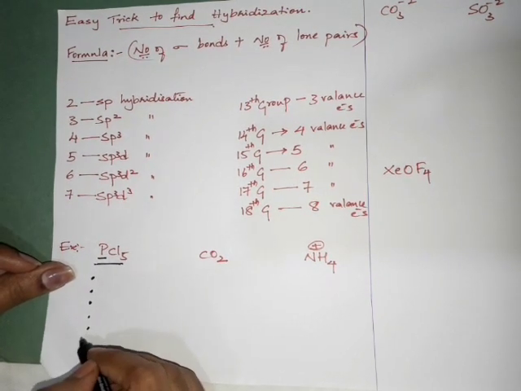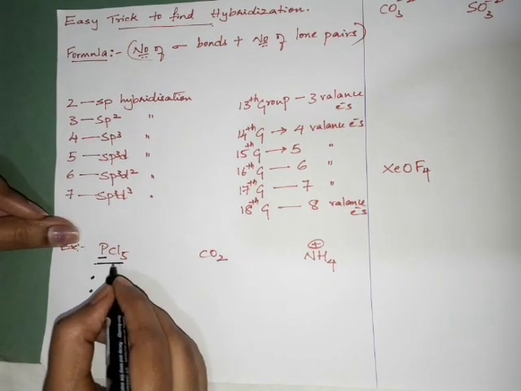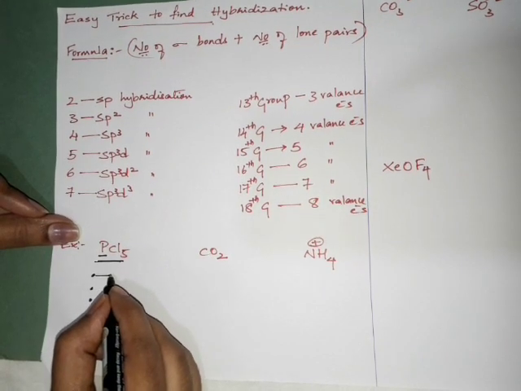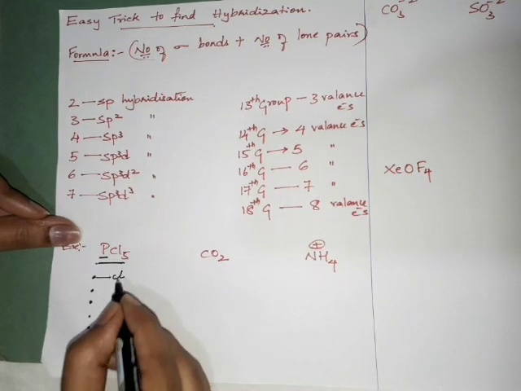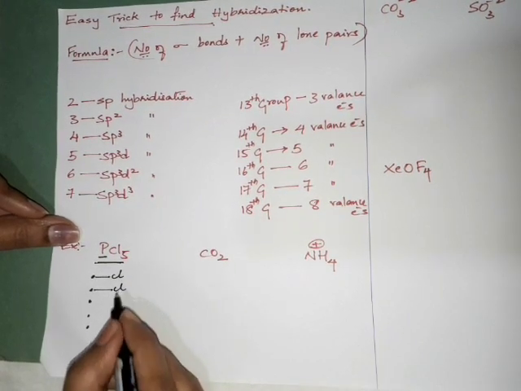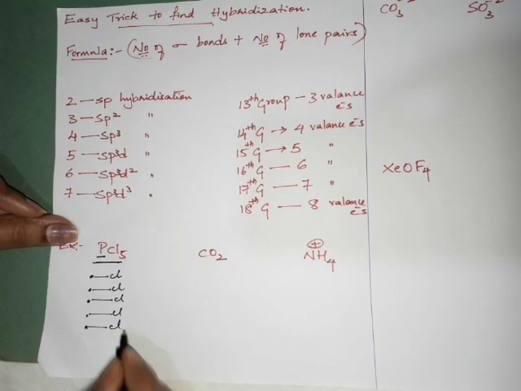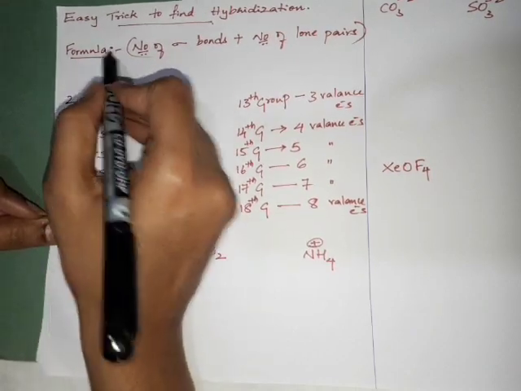These 5 dots represent the 5 valence electrons, and you have 5 Cl atoms, right? Each electron is used to make a sigma bond with each Cl atom. So one electron with one Cl, second electron with another Cl, third Cl, fourth Cl, and fifth Cl, right? This is how you will have to do. And now apply your formula.